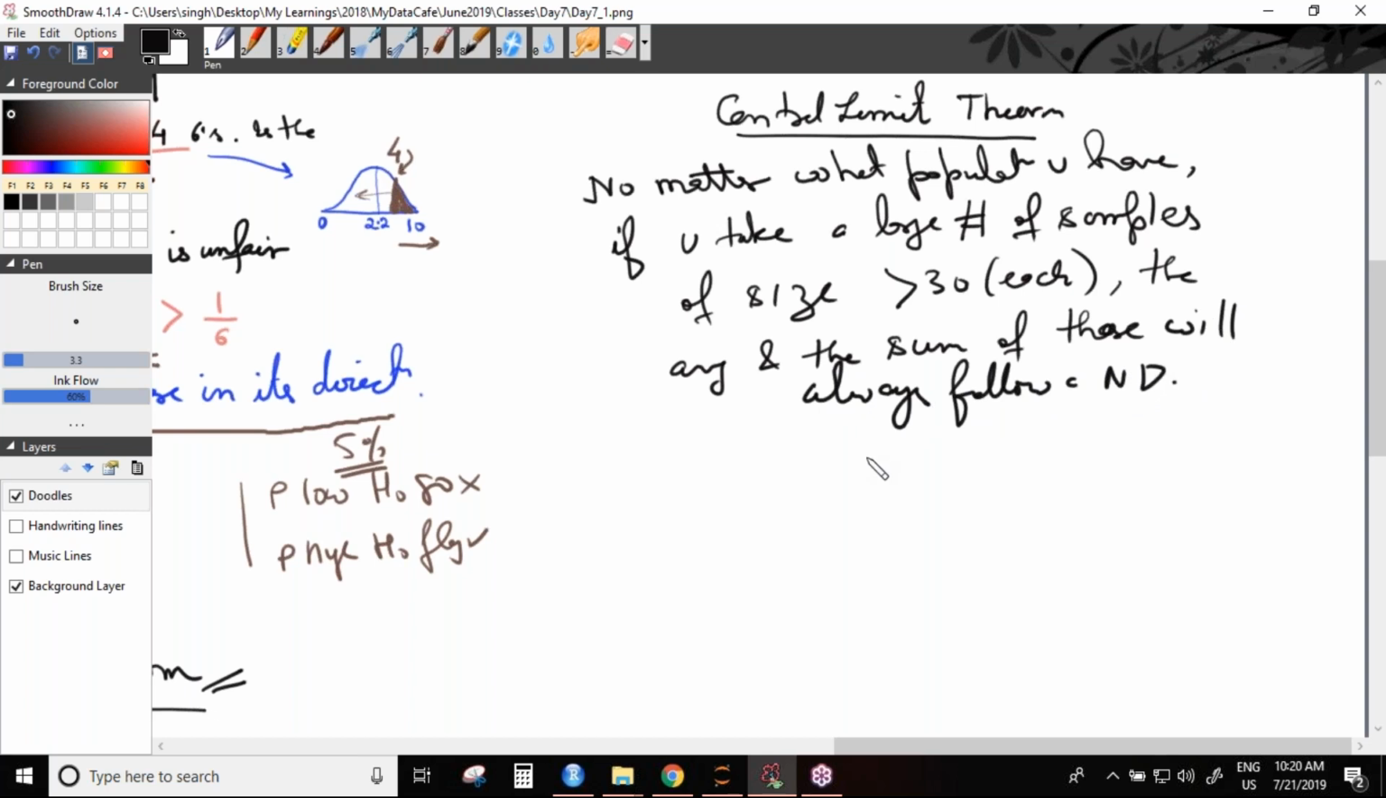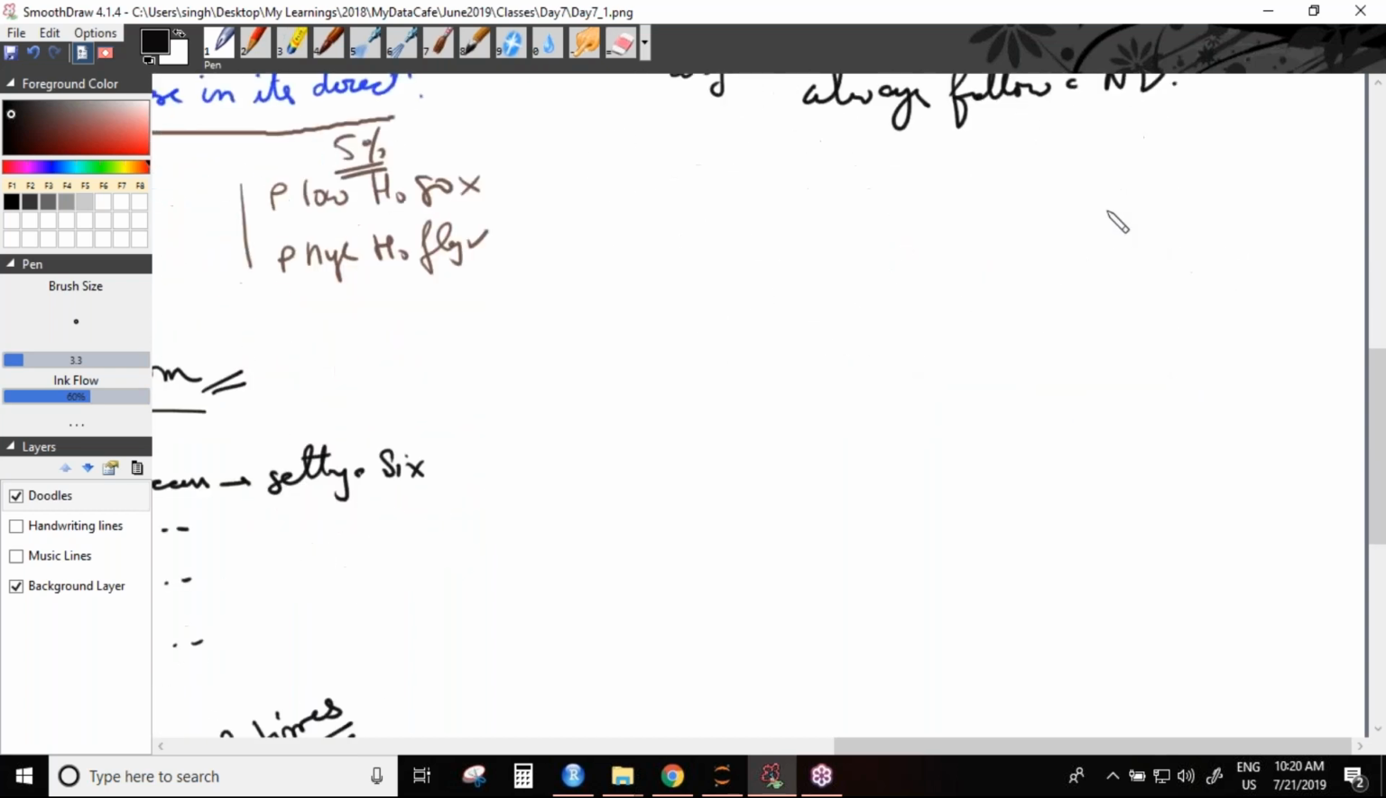Let me explain it with an example. Let's say you have a uniform distribution. You take numbers from 0 to 100. This is your population, and you have, let's say, thousands of numbers between 0 and 100. Let's say you have 10 lakh numbers between 0 and 100.